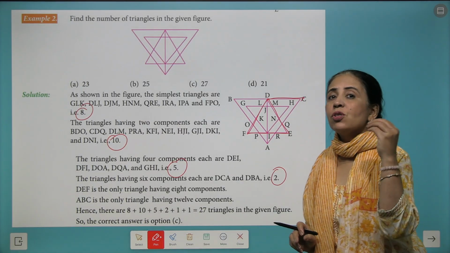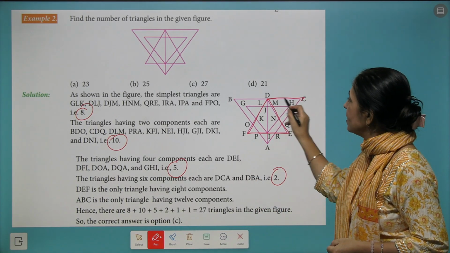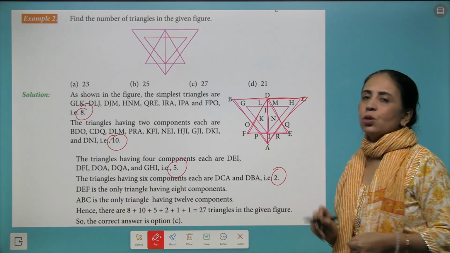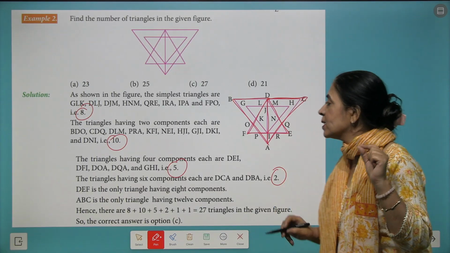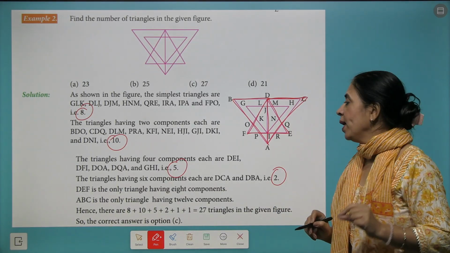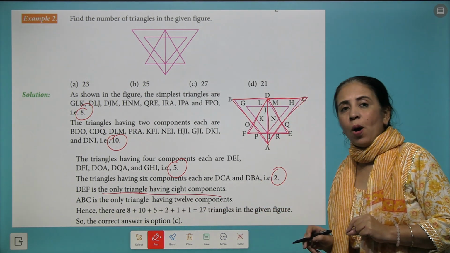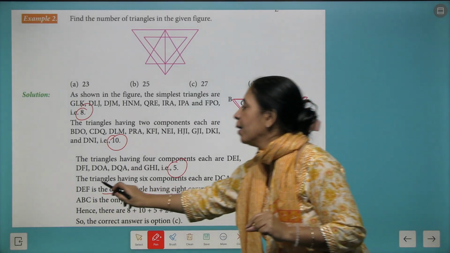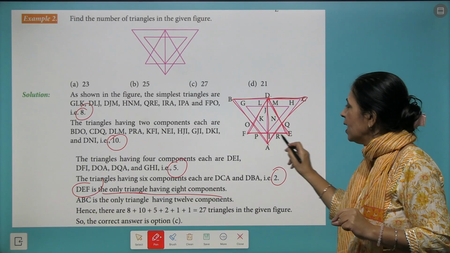Now when you say triangles with 6 components, we have 2 triangles, that is DCA and DBA. These 2 triangles are touching the lines at 6 points. After this, we are looking for the triangle which has 8 components. 8 components means it is touching the lines at 8 points. And this triangle is triangle DEF.